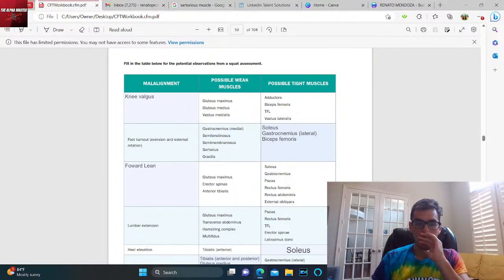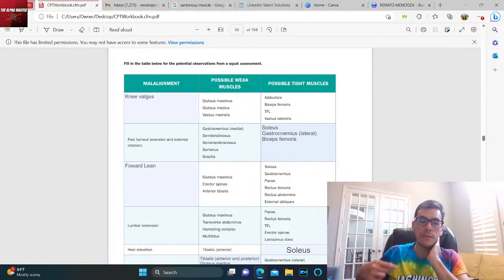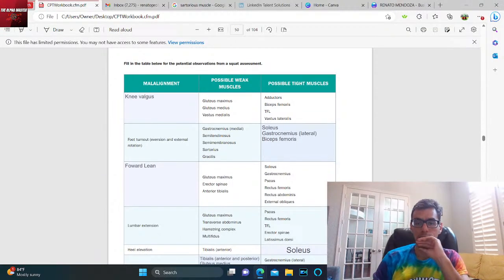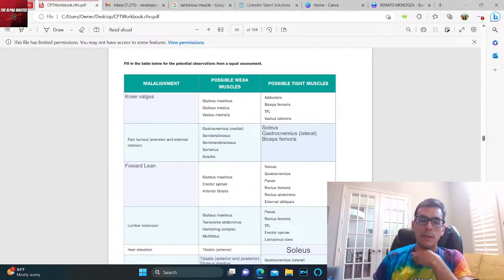The forward lean. The possible weak muscles are the gluteus maximus, the erector spinae, and the anterior tibialis. The possible tight muscles are the soleus, the gastrocnemius, the psoas, the rectus femoris, the rectus abdominis, and the external obliques.